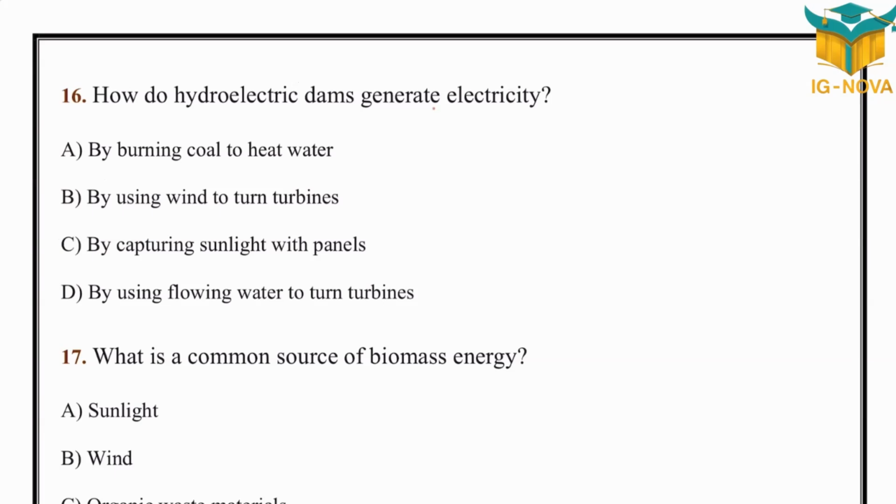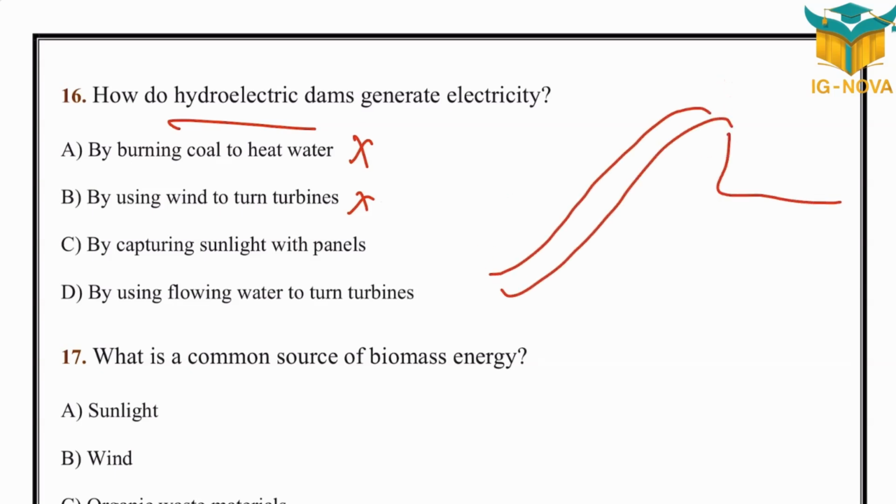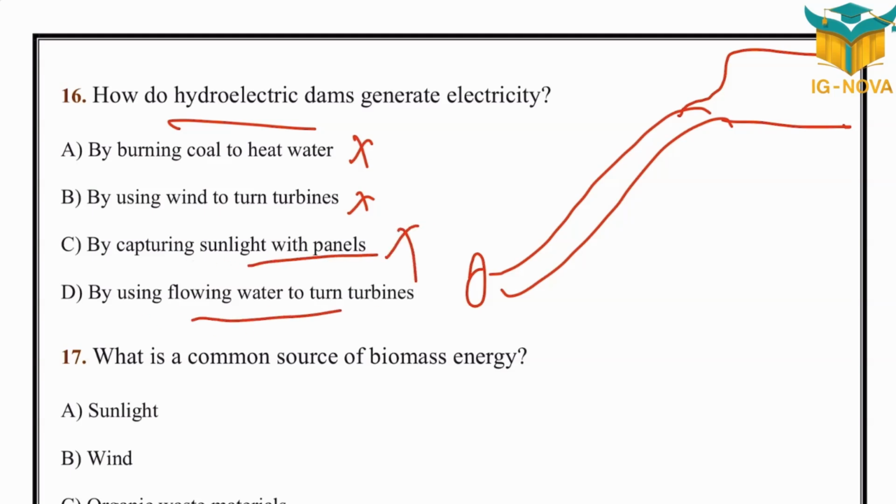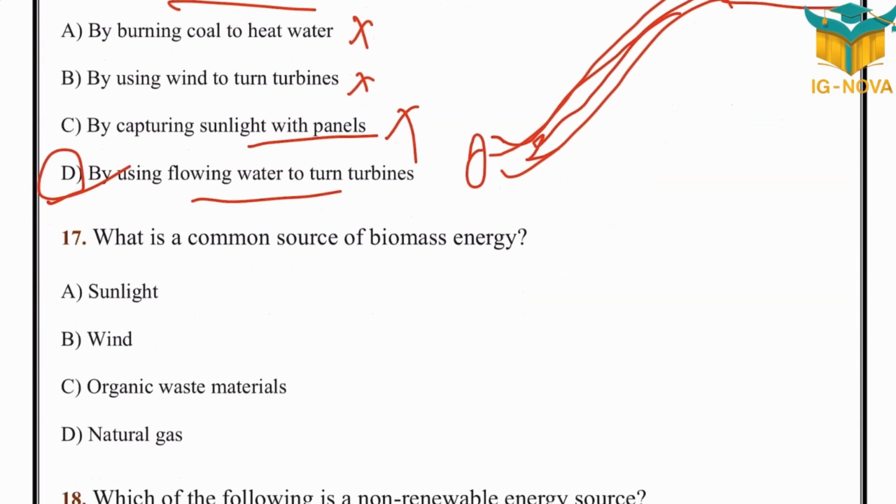How do hydroelectric dams generate electricity? By burning coal to heat water? Surely not. By using wind to turn turbines? No. In hydroelectric dams, water flows down from the reservoir, a big one, to the turbines here. By capturing sunlight? Also no. By using flowing water to turn turbines? Surely yes. Water flows down, potential energy converts to kinetic energy, which makes the turbine spin.